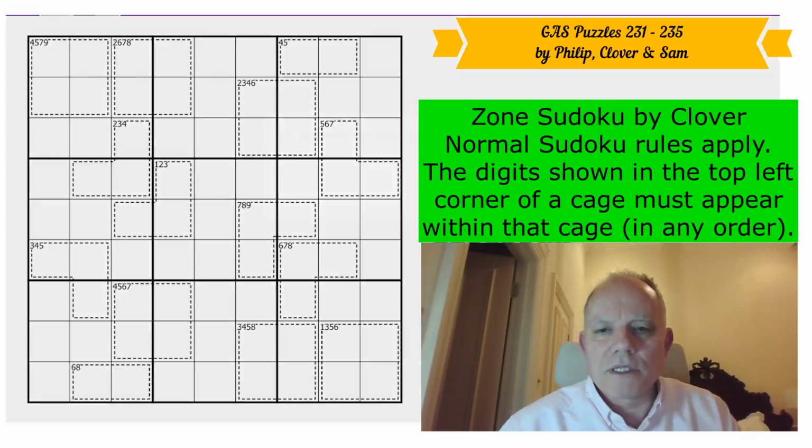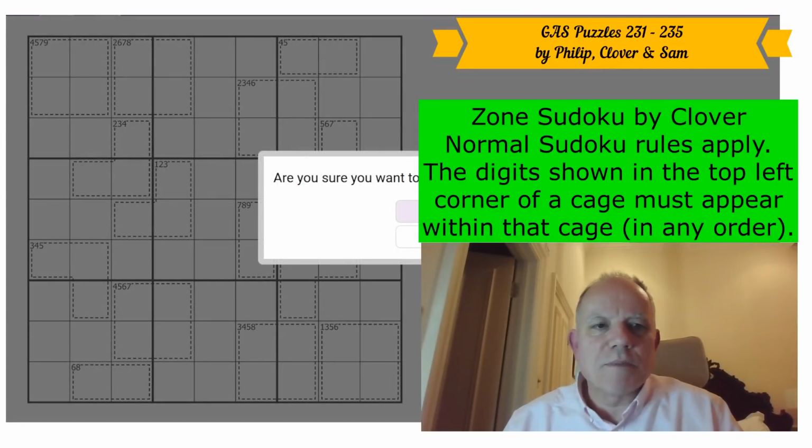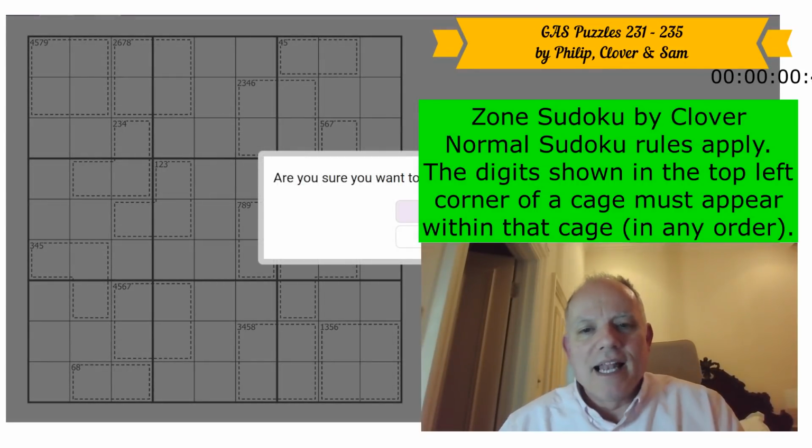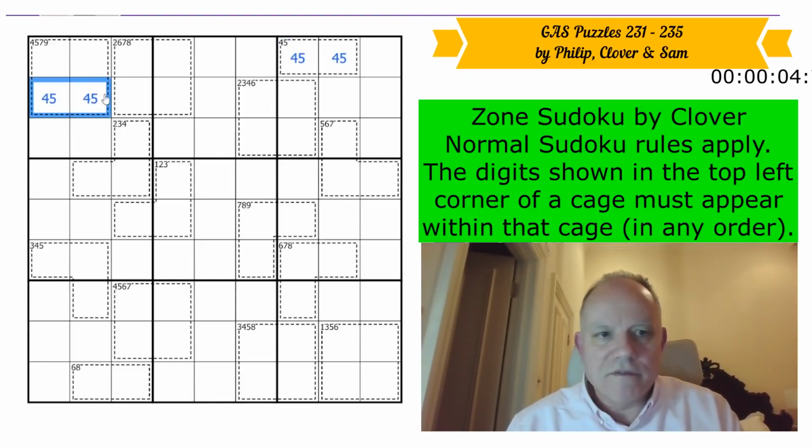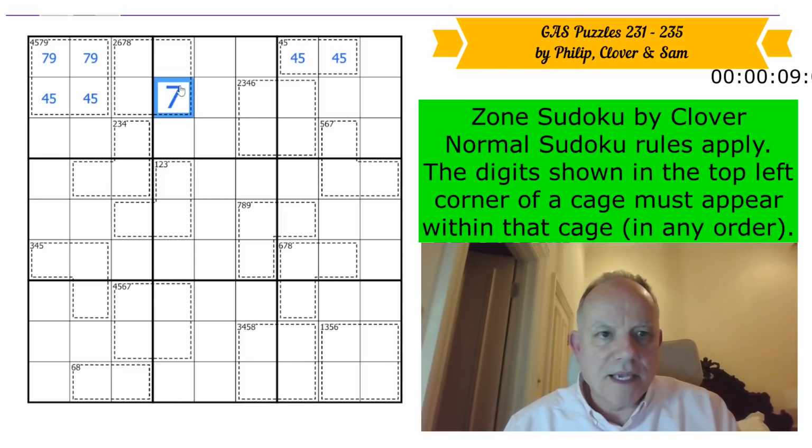Ah yes, zone Sudoku. Now, am I wrong in expecting this to go quickly? We will see. Let's go. So we've got a 4, 5 pair there. That puts 4, 5 in there. 7, 9 in there. That's where 7 must be in this one.